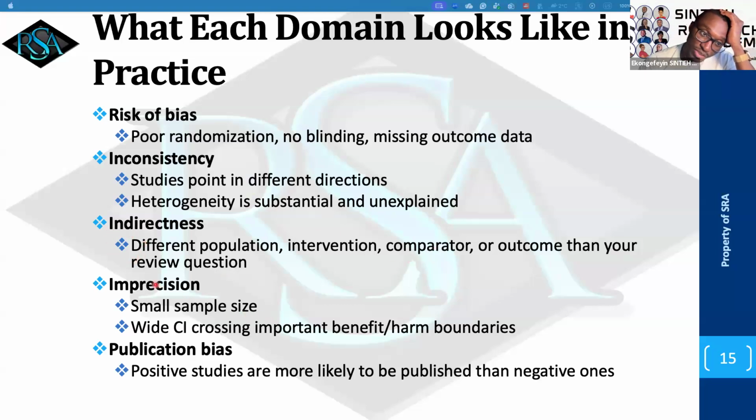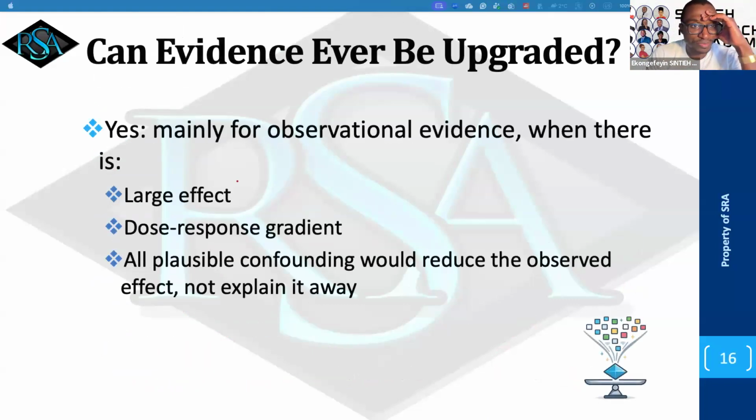And then imprecision is really to let you know that the sample size is very small, so the confidence interval will be very large, very wide, and so you cannot really say that the study was that significant. And publication bias is when positive studies are the ones that are published, and the negative ones are not published. There's an entire methodology to assessing publication bias, but most of the time we will not force you to assess that in systematic reviews.